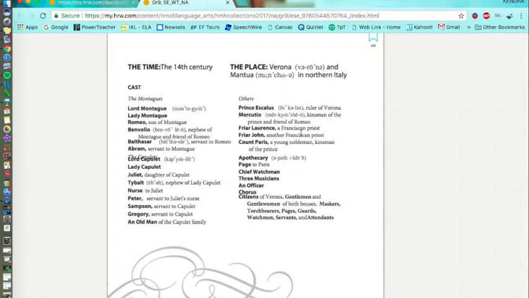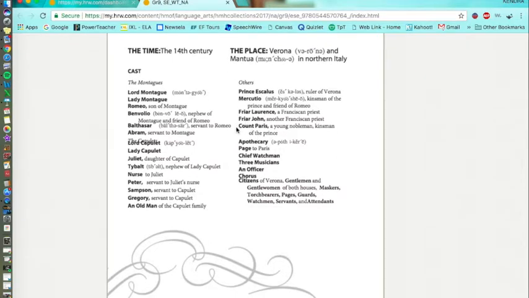Then we have Friar Lawrence, who's a Franciscan priest. And we have Friar John, who's another Franciscan priest. Friar Lawrence is the main one. He likes to deal with herbs and potions and medicines and stuff like that. And he is actually the one that's responsible for marrying Romeo and Juliet. Next on the list, we have Count Paris, who is a young nobleman, kinsman of the prince, and he is actually going after Juliet. Okay?